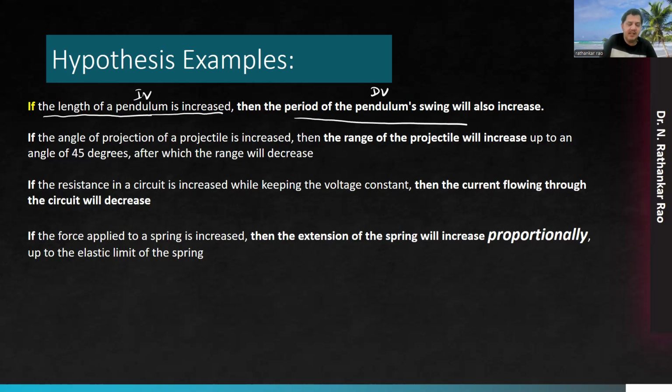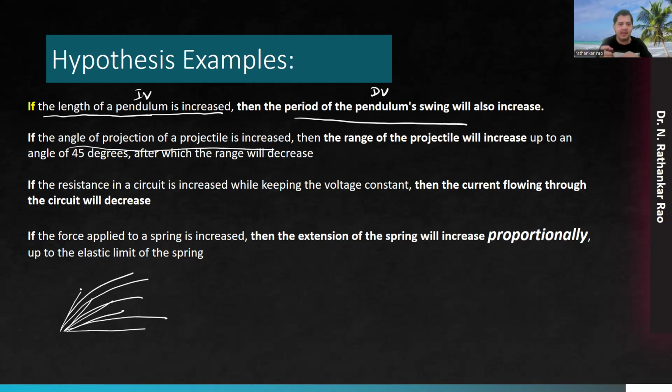Similarly, let us look at this. If the angle of projection of a projectile is increased, this is your projectile motion. You are going to increase the angle of projection, which means initially you are throwing it like this, then like this, then like this, right? This angle is being changed manually and it is in your hand. So this will become your independent variable.